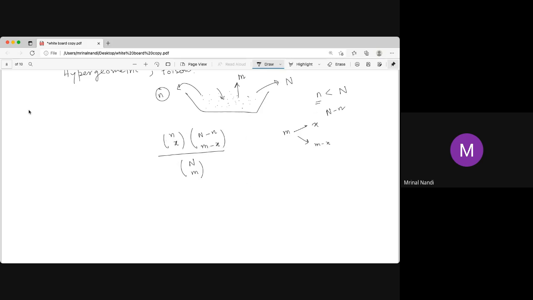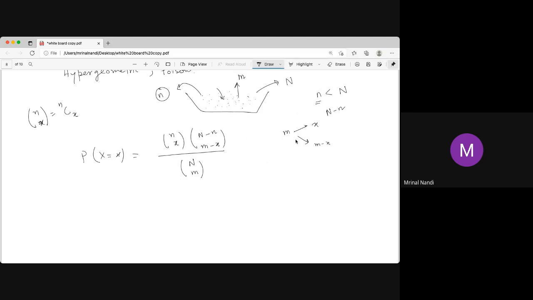You know, this notation is for combination. Now, this is the probability of X equal to x. So X is the number of marked fish, or the number of something, say the number of smokers, like that. So there are two types of things.